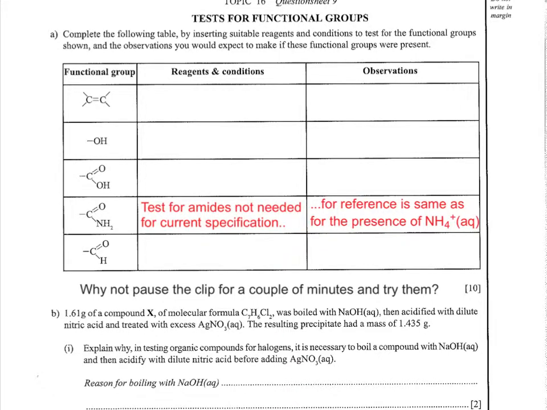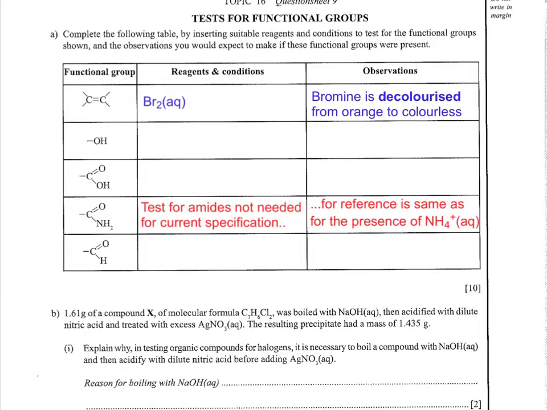Okay, so let's crack on with this. The first one's quite straightforward. The bromine is decolorized from orange to colorless. The next one is your solution of dichromate in the presence of dilute H2SO4. You can see I've bolded the dilute because it has to be dilute. It's not that it doesn't work with concentrated, it just happens too quickly. We need it to happen in a more controlled manner, so we use dilute H2SO4.